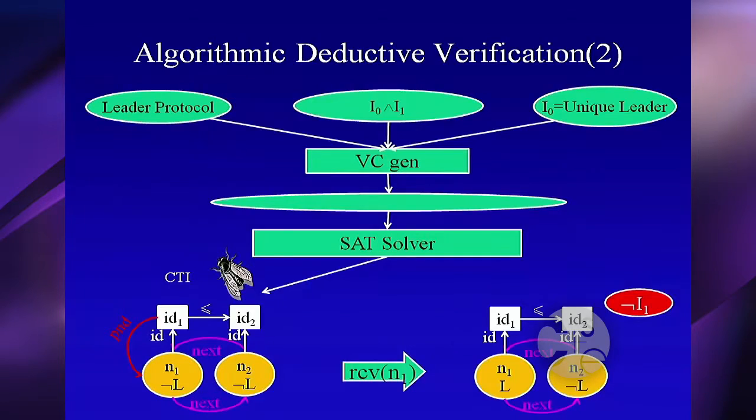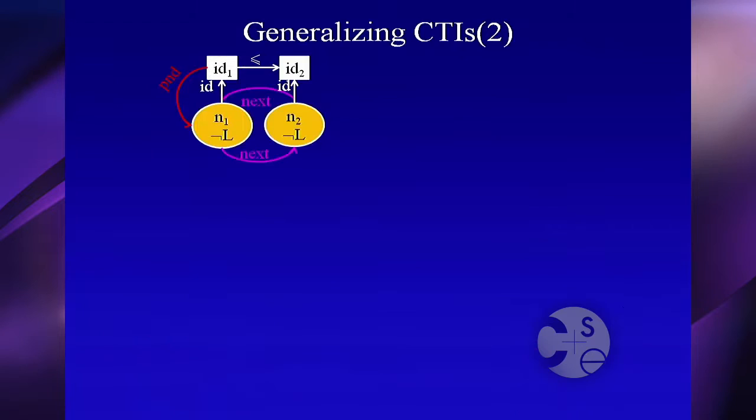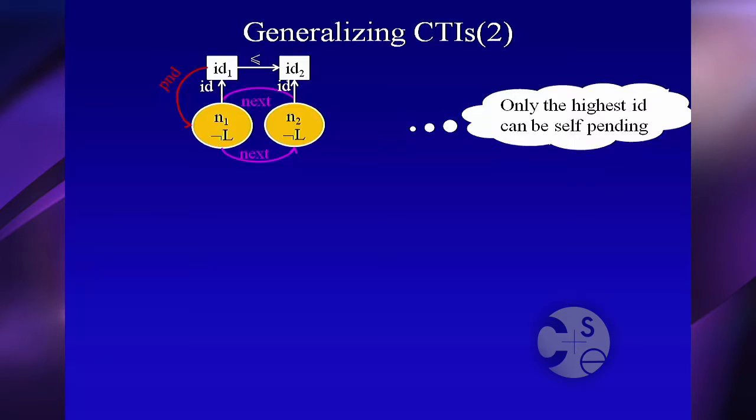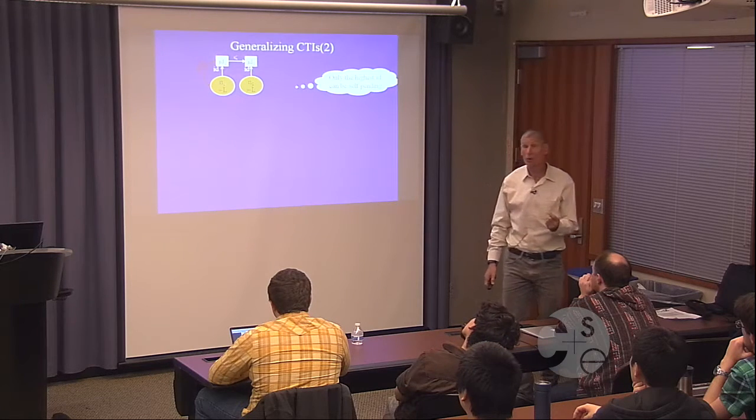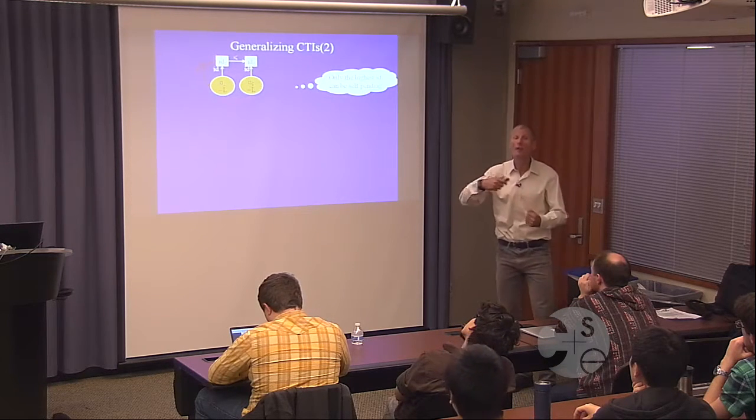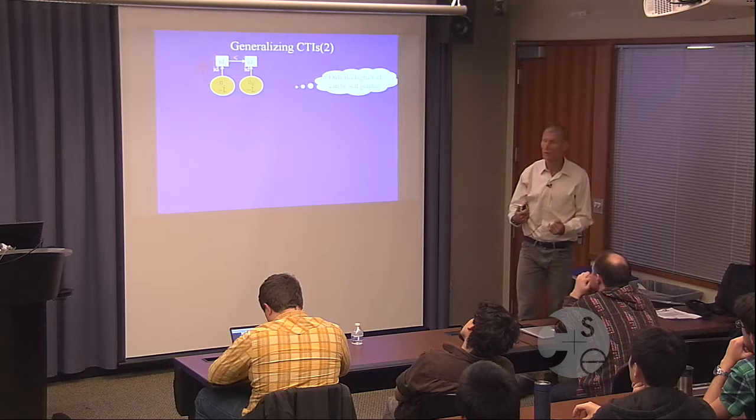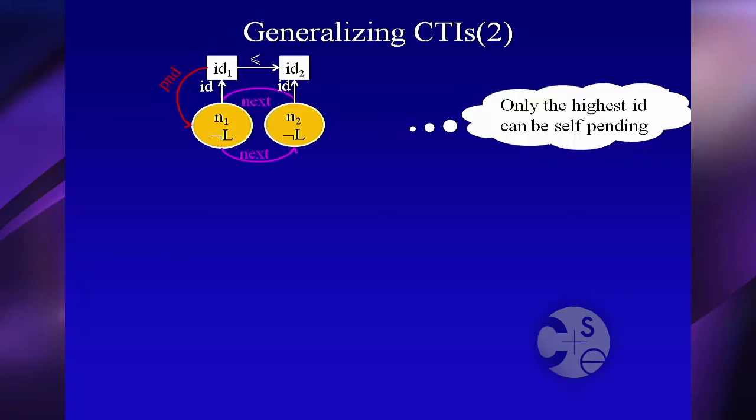Once again, we execute it one more time. You see, it still finds a counterexample to induction. We look into this counterexample to the induction. Once again, we look at it and we see what's the property. Here, the problem is that this says that only the highest ID can be self-pending. So that's a slightly more interesting property in the invariant because it relates the queue to the property.